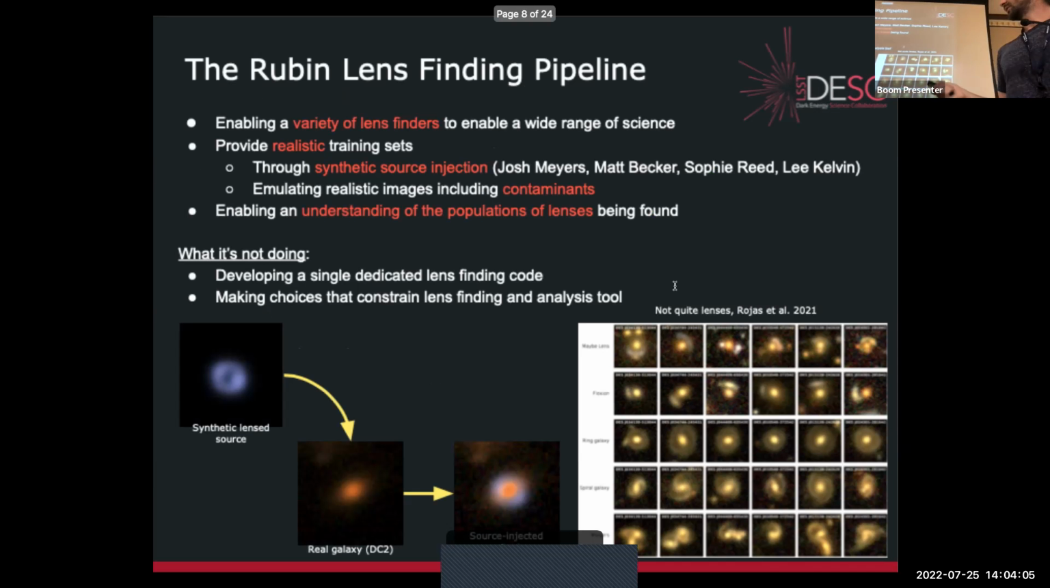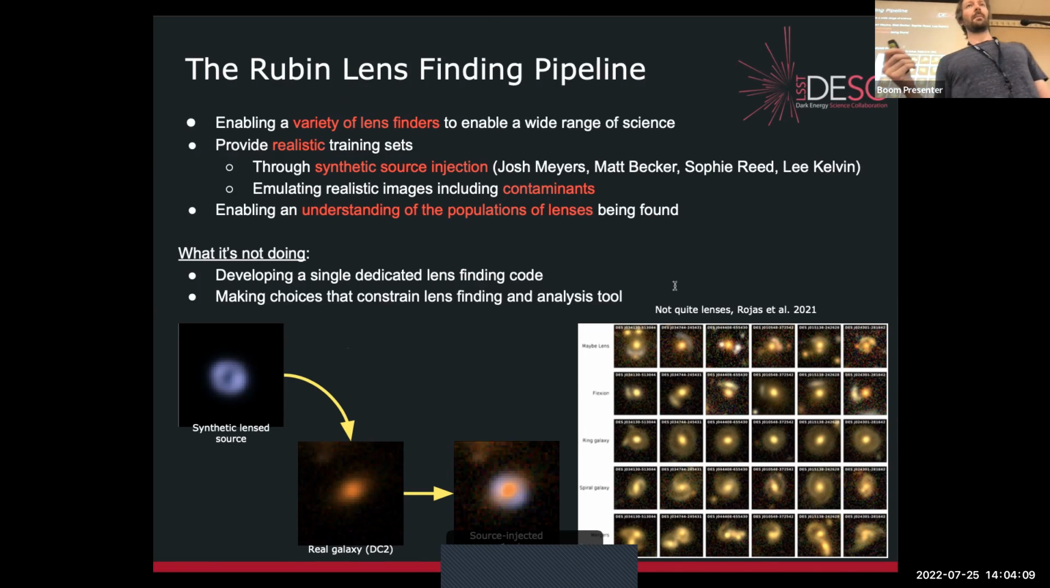And how do we enable this? How do we get an understanding of how a lens finder is going to be able to find that kind of strong lenses or that other kind of strong lenses? One way I want to help figure that out is by using synthetic source injection, which is a tool being developed by ADM, so by the project in Rubin. And I want to use this on strong gravitational lenses.